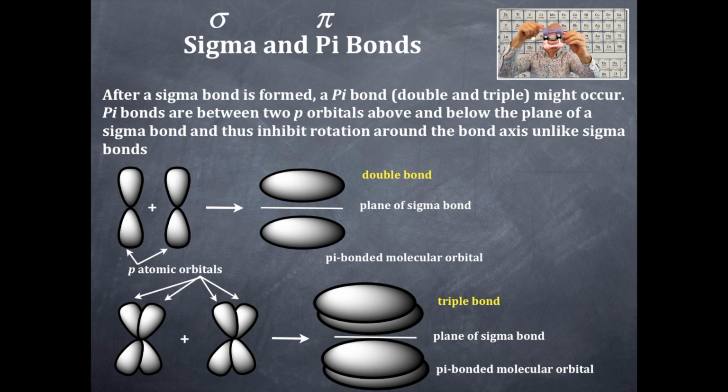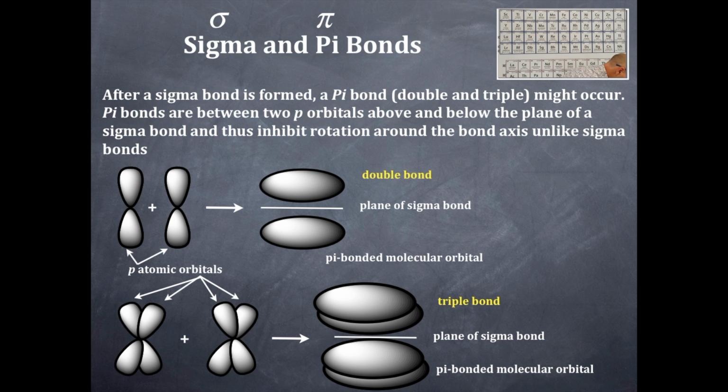Notice that you first form this sigma bond that is right here, and then you have two sets of pi orbitals, p atomic orbitals, above and below the plane of the sigma bond. Again, there's no rotation that can occur with this because it's inhibited by the pi orbitals above and below the plane.